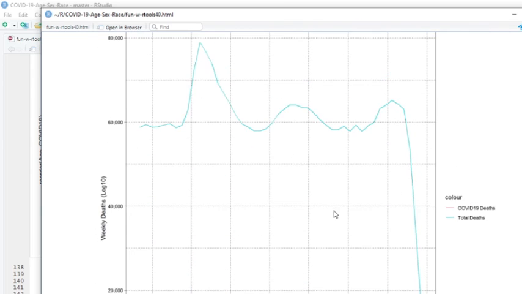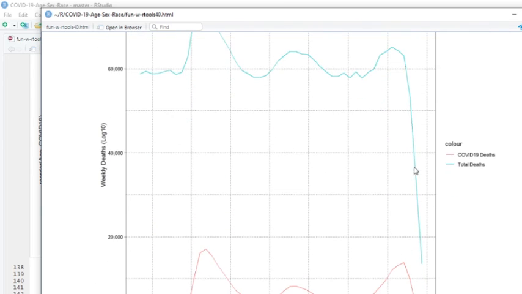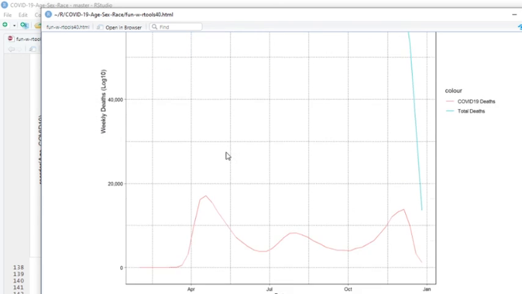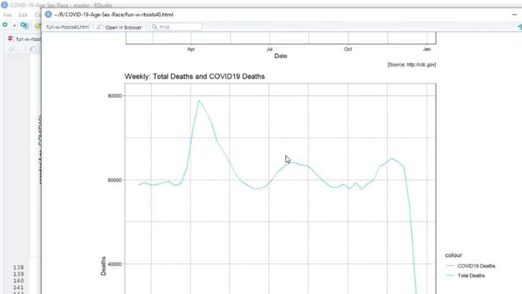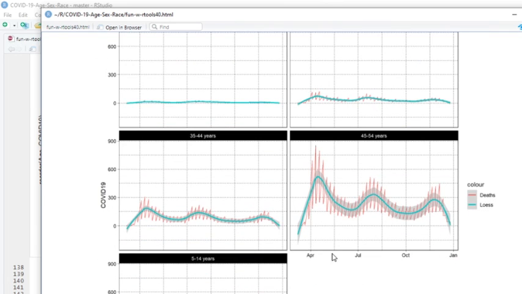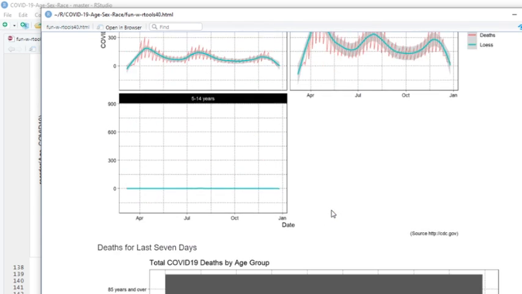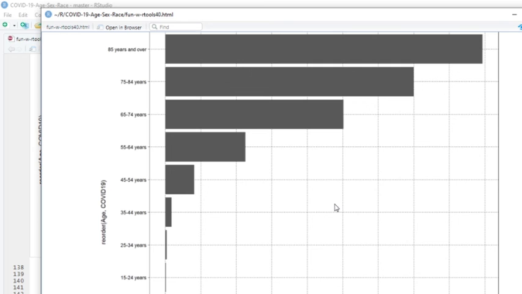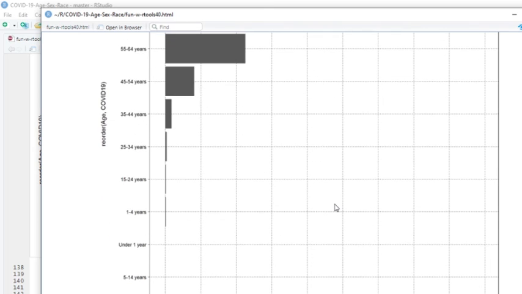Again, this just shows us the relationship between the two. You can see deaths falling here and COVID-19 deaths falling here. And you can see again the same thing here, showing the least affected age groups are 55 and below, and the number of deaths for the various age groups for the previous 7 days.